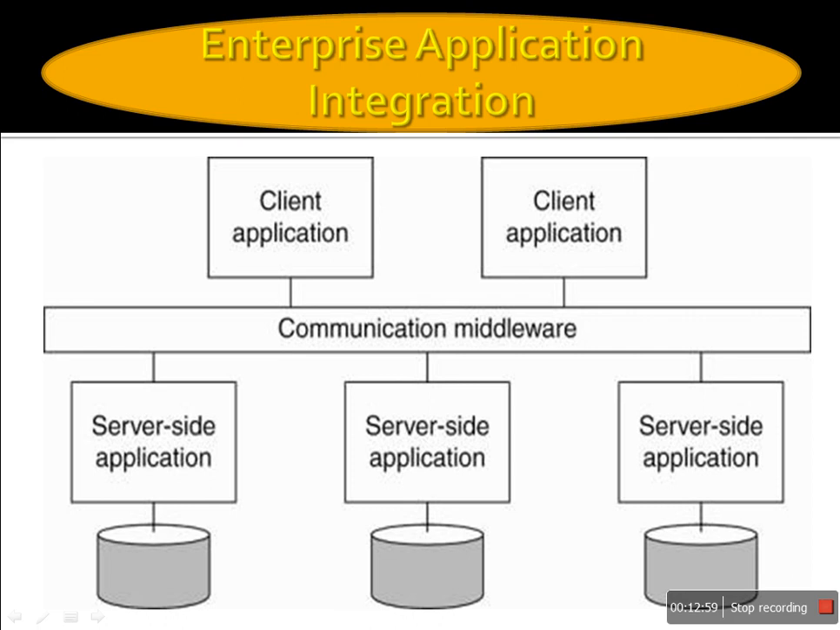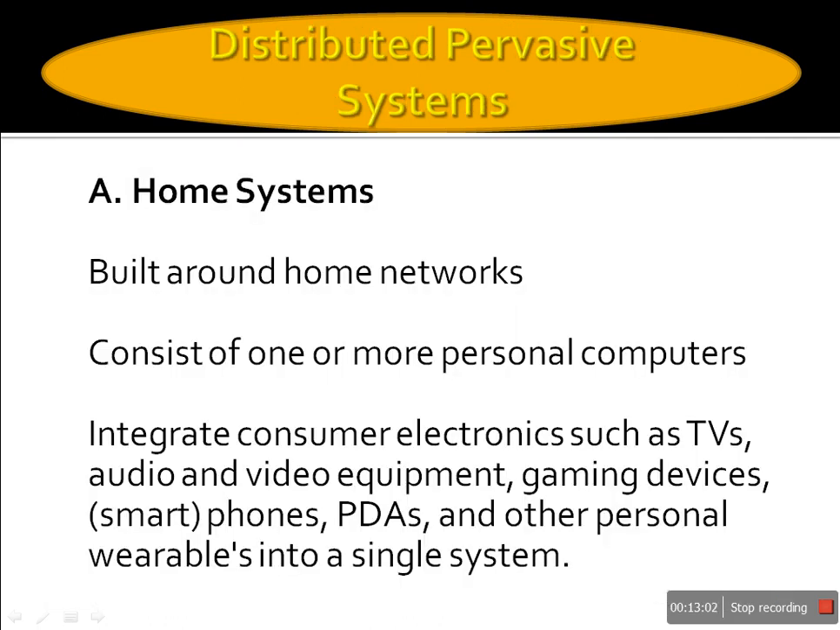Okay, now the next type is distributed pervasive system. This is the third type of distributed system, and its first example is home system. Distributed pervasive systems are often characterized by being small, battery powered, mobile, and having only a wireless connection, although not all these characteristics apply to all devices. Moreover, these characteristics need not necessarily be interpreted as restrictive.